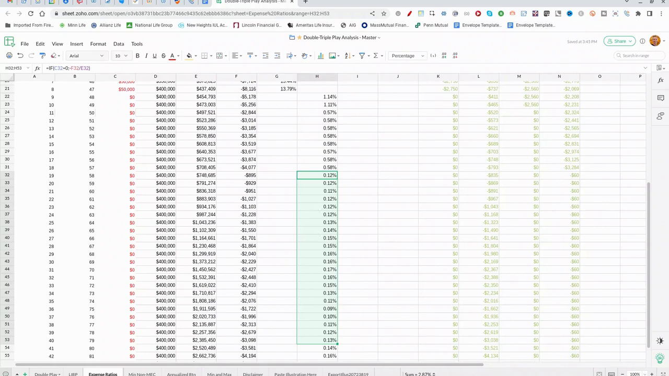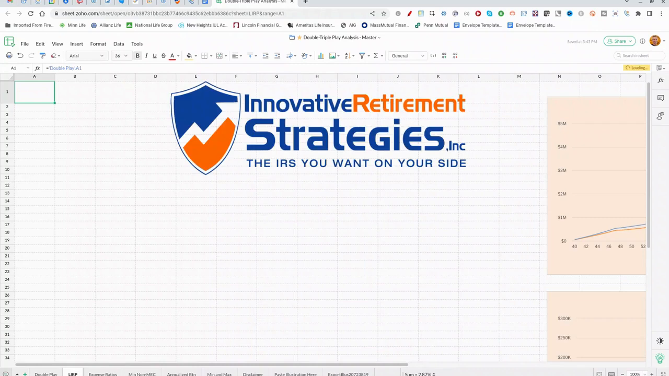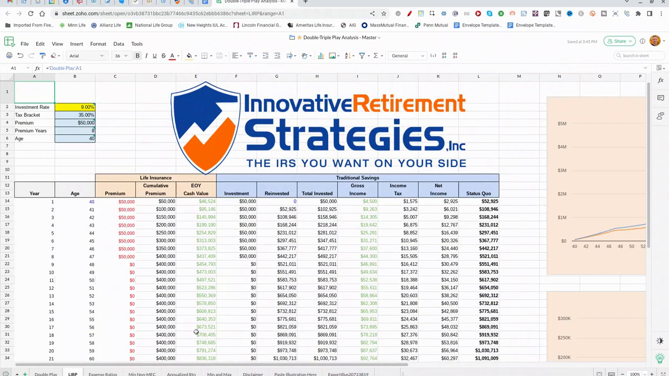So moving on, the next tab is labeled LIRP. That's Life Insurance Retirement Plan. So this is simply showing you an A versus B comparison, as apples to apples as you can get, of a comparison between life insurance and investing in traditional assets and saving for retirement. So the data from the life insurance policy are in columns C, D, and E. You can see the premium, the cumulative premium, and the cash value accumulating over time.